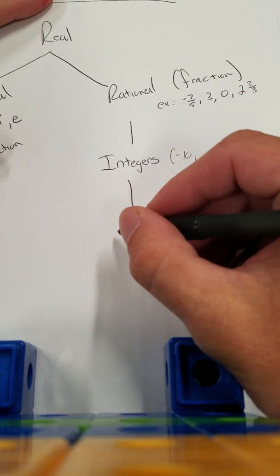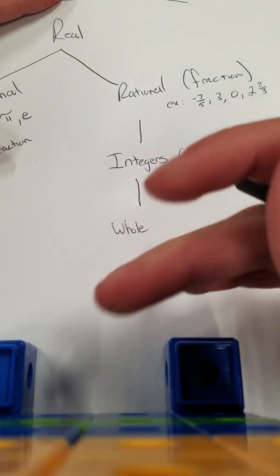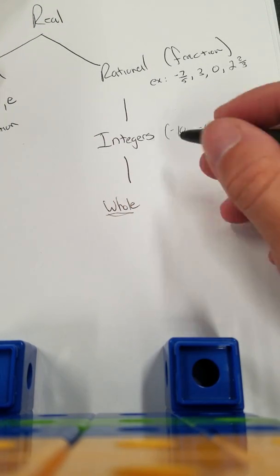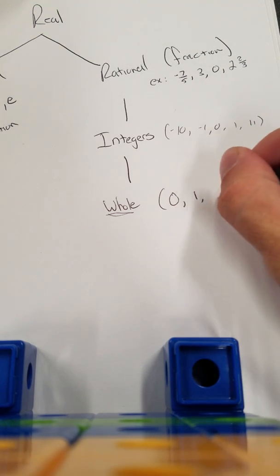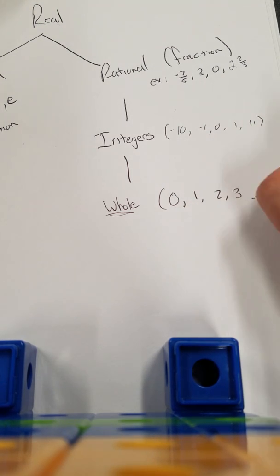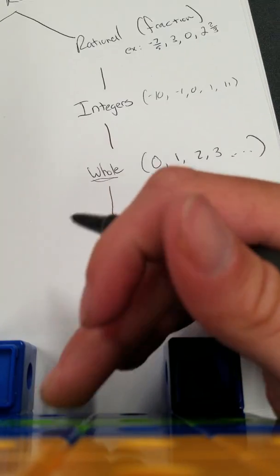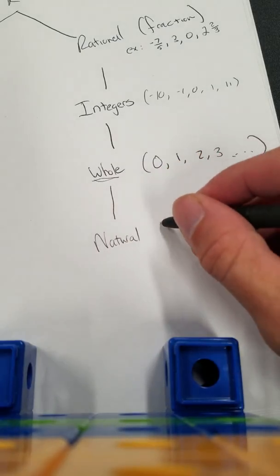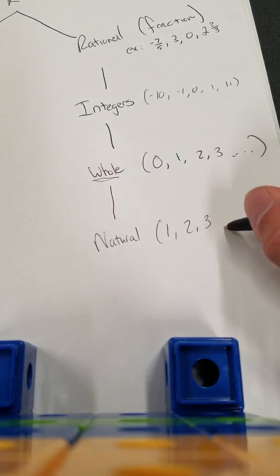Next down is what we call whole numbers. Whole numbers is what we refer to as counting numbers, but the key word here is whole. 0 makes a whole, so that's where we start. 0, 1, 2, 3, all the way up. And then below that, the smallest number set that we have is called natural. Natural numbers: 1, 2, 3. These are counting numbers.